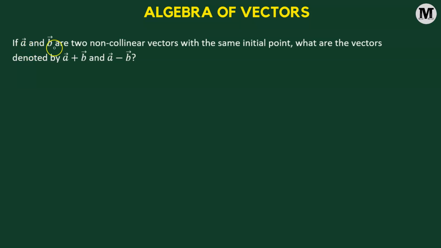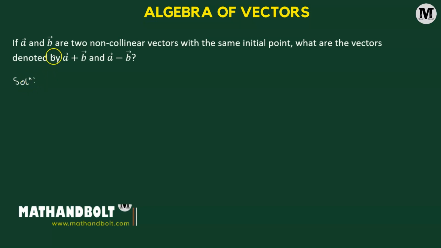If vector A and vector B are two non-collinear vectors with the same initial point, what are the vectors denoted by vector A added with vector B and vector A minus vector B? Okay, let's try to understand this problem.